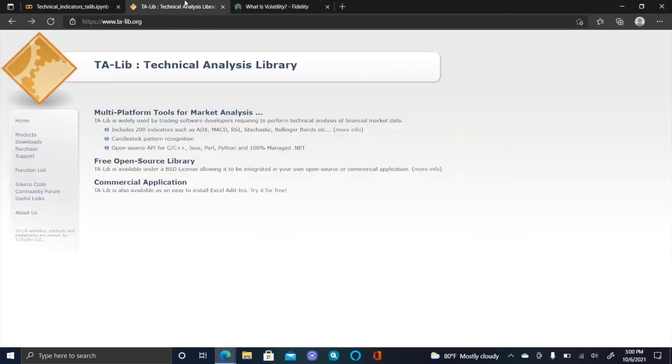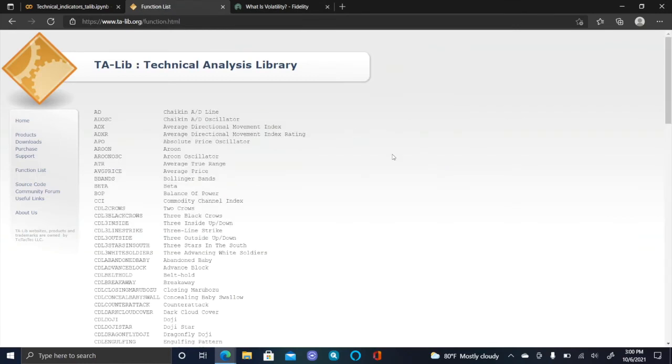Now, we know this is called the Chaikin Volatility. We know it's an oscillator, so let's go back to TA-Lib. Over here, 200 indicators, more info, and let's look for it. Chaikin. There we go. It's right here. I'm going to use this one. The Chaikin AD oscillator. What does AD stand for? I'm not sure. But it's fine. ADOSC.